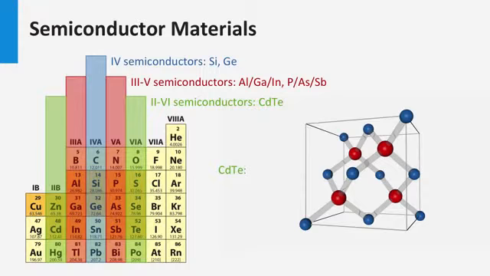Another group of semiconductor materials are the so-called 2-6 semiconductor materials, like cadmium telluride. 2-6 semiconductors consist of 2 elements. One element has 2 valence electrons, the other element has 6 valence electrons. These materials can form a diamond cubic crystalline lattice as well. In the crystalline lattice shown here, the cadmium atoms are the blue atoms and the tellurium atoms are the red atoms. So every cadmium atom is bonded to 4 tellurium atoms, and every tellurium atom is neighboring 4 cadmium atoms.